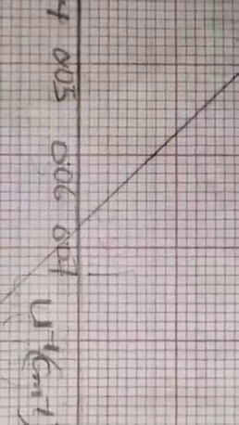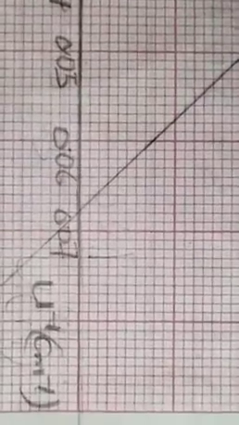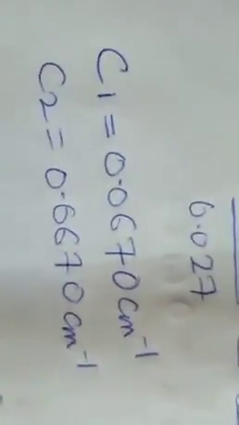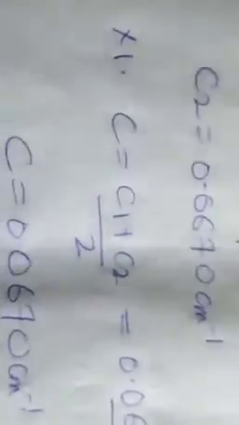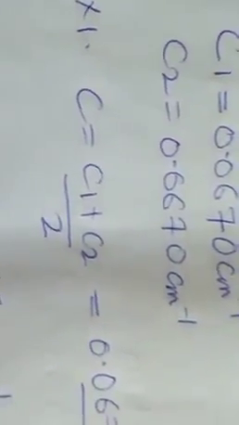Then we'll go to the horizontal axis. The intercept on the horizontal axis, we read it: 0.061, 62, 63, 64, 65, 66, and also approximately 0.067. So the intercepts on both axes are equal for this kind of experiment. So having done that, we have our C1 as 0.0670 per cm, the intercept on the vertical axis. Then the intercept on the horizontal axis is the same, 0.0670 per cm.